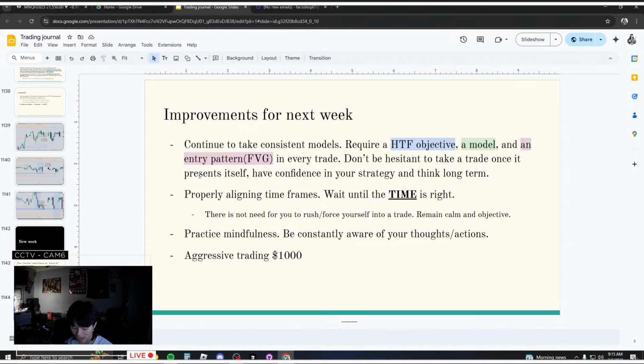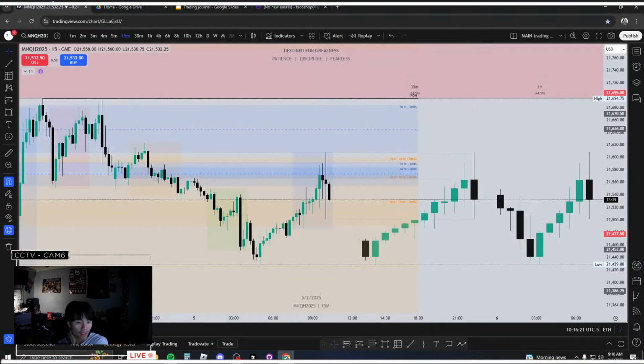But like I said, having a vision board, having some sort of visual representation of your goals and values is going to actually help you. That's like you creating a positive environment around you, right? So like I said, go throughout today with the idea of mindfulness. Be constantly aware of your thoughts and your actions. And the last thing is aggressive trading.